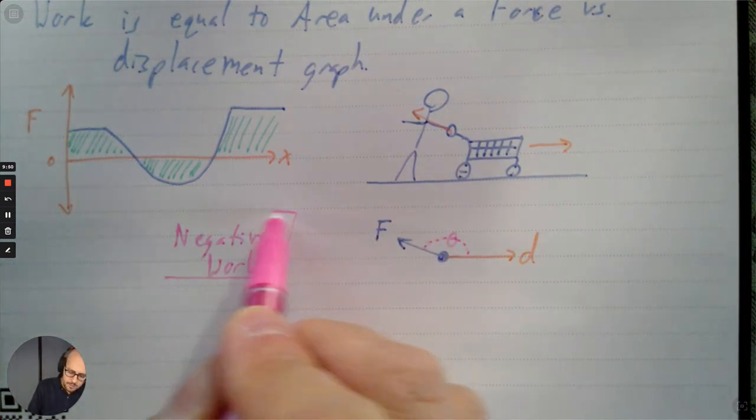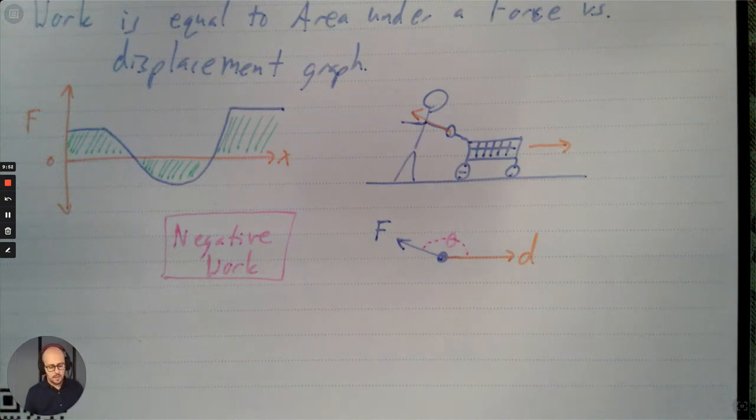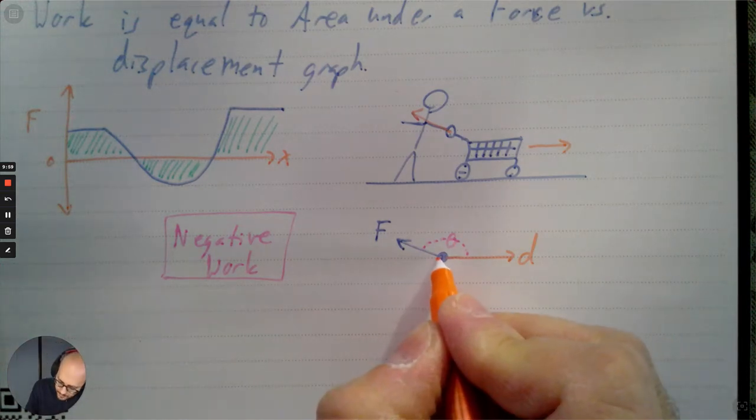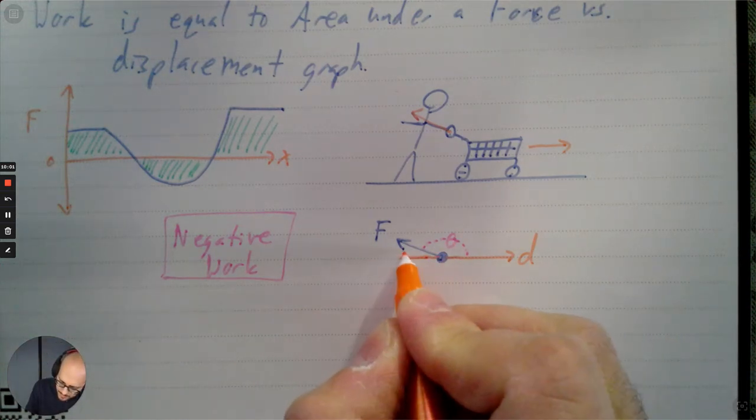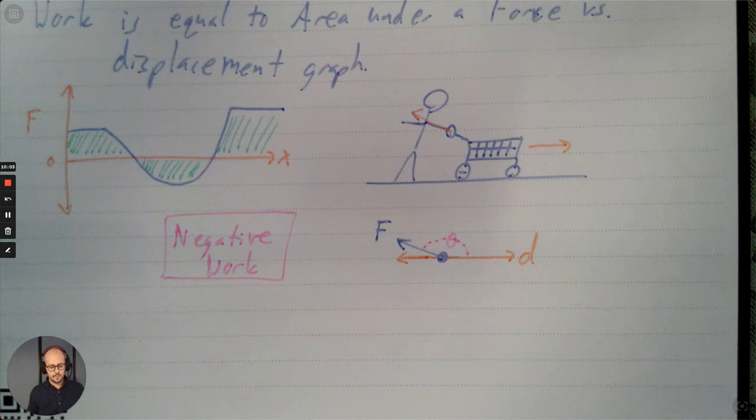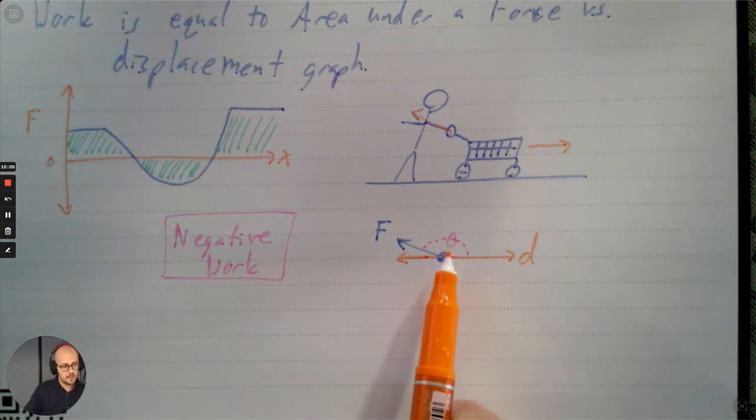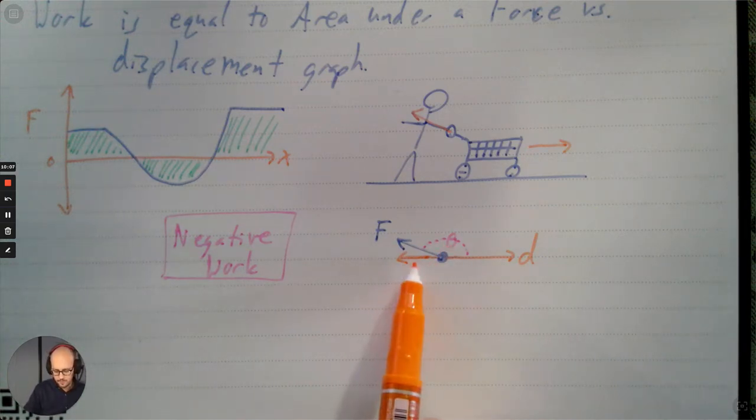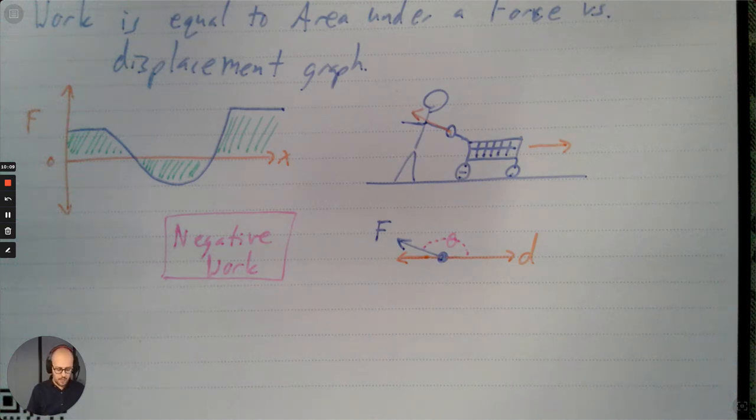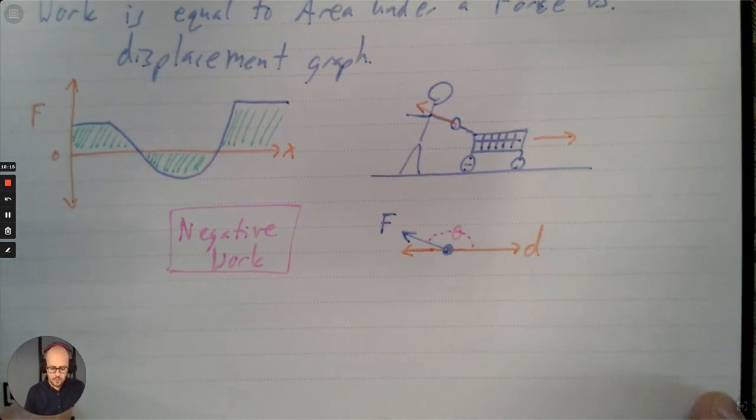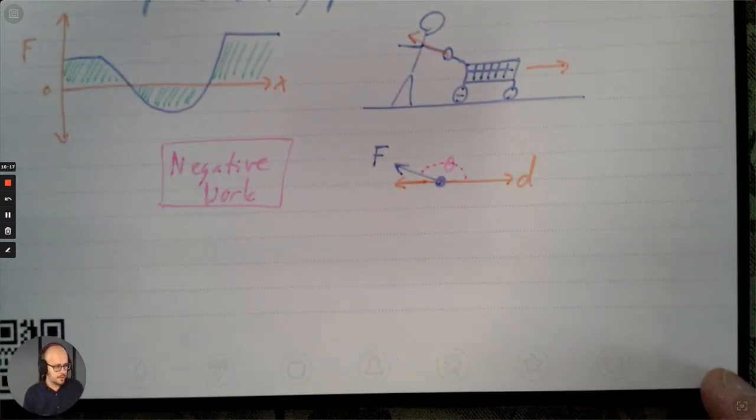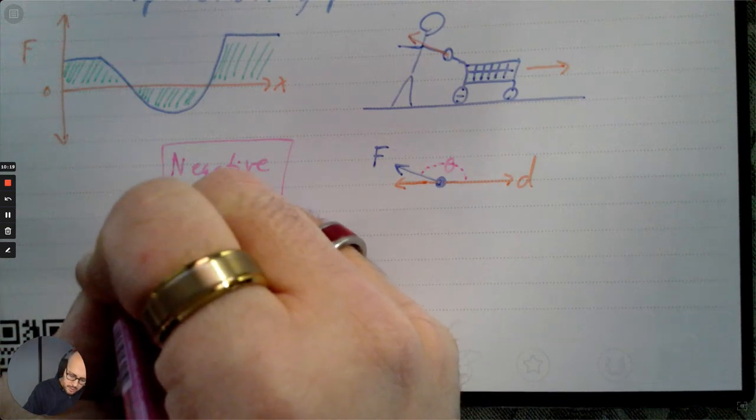Okay, so work can be positive, work can be negative. If you want to think about it in terms of a force diagram, this force only has a negative component. By doing F d cosine theta, you are actually finding the component of the force that points in the opposite direction as the displacement.